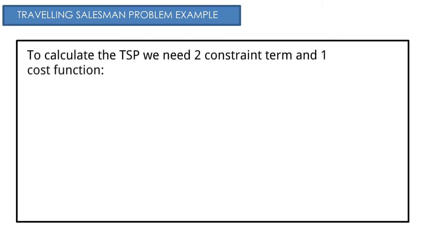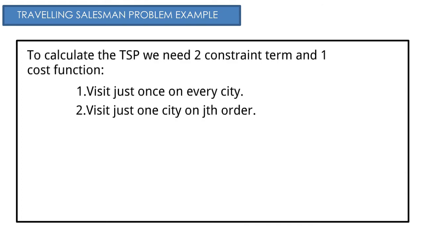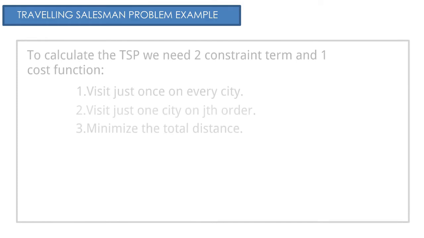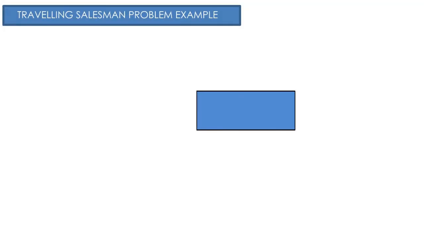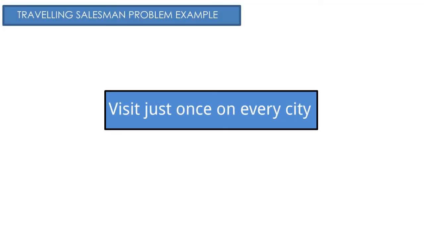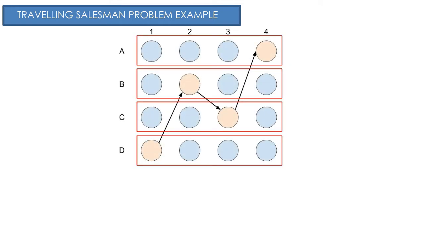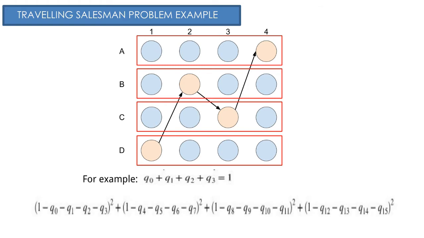Now, to calculate the TSP we need 2 constraint terms and 1 cost function. These are 1. Visit just once every city. 2. Visit just one city in the jth order. 3. Minimize the total distance. Now, for the constraint of visiting each city just once, just one qubit in every row will be 1, and the others should be 0. For example, Q0 plus Q1 plus Q2 plus Q3 equals 1. Now, we apply this to all of the rows and we get this equation.